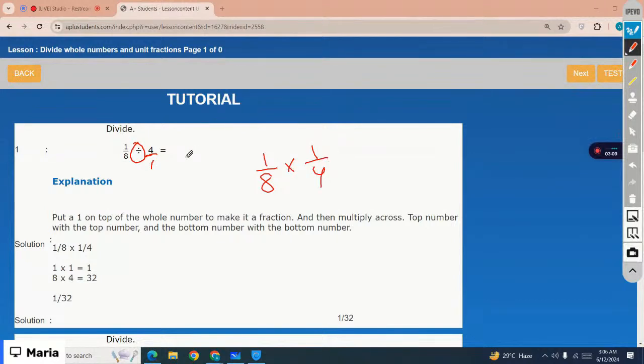This is grade 6 math. There is something wrong with the lesson name, I'm trying to fix. But right now we are on grade 6 math. 1 times 1 is 1 and 8 times 4 is 32. So the correct option is 1 over 32, right? The correct option is 1 by 32.